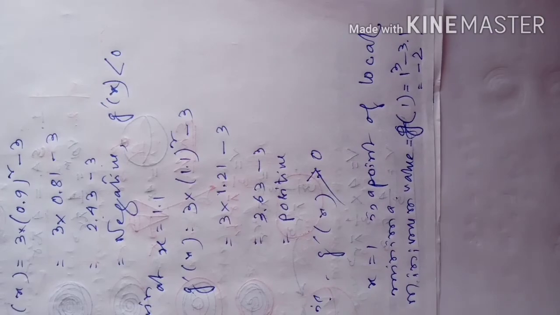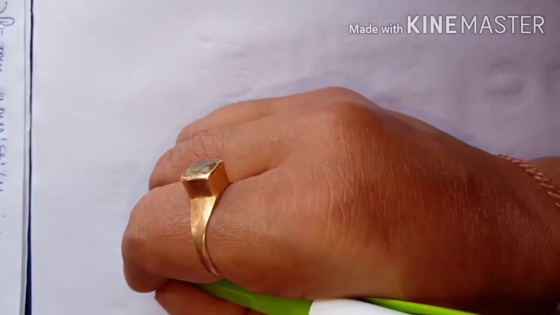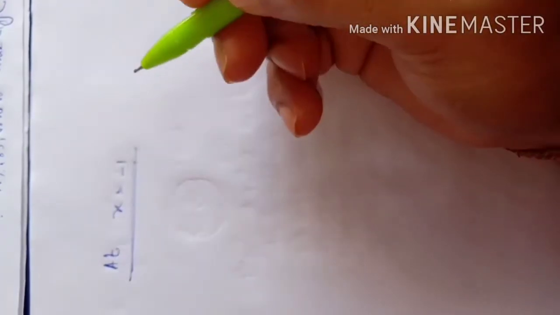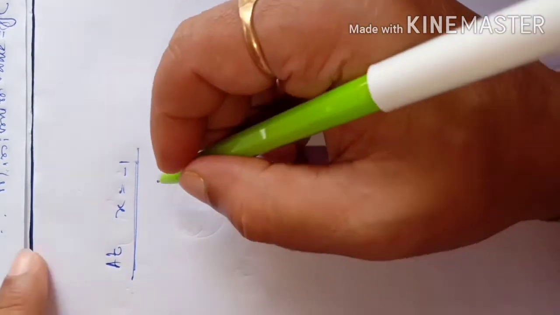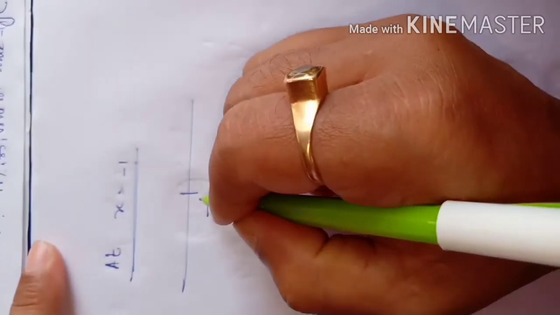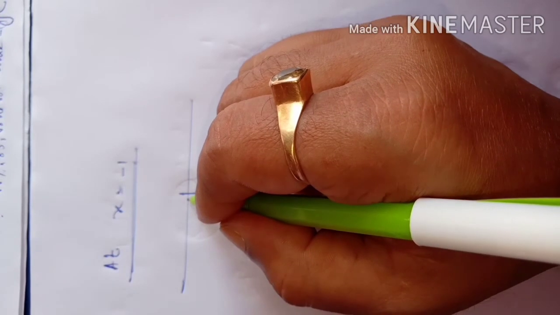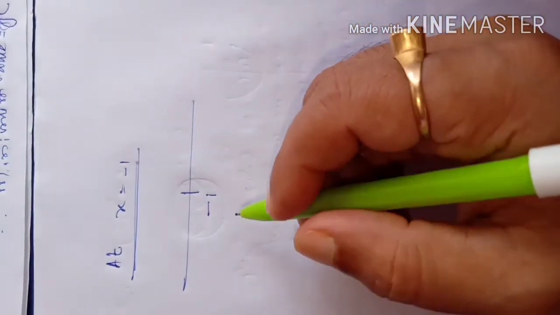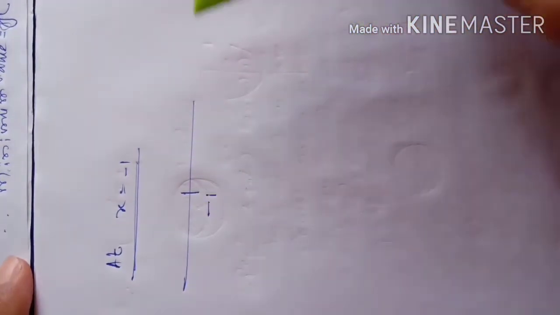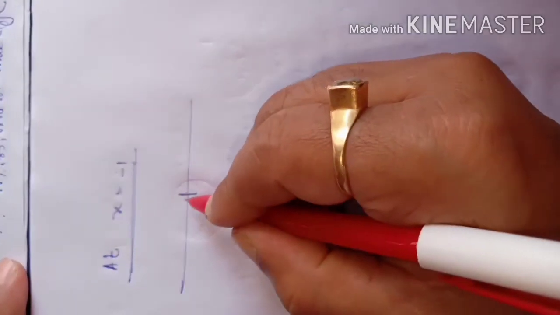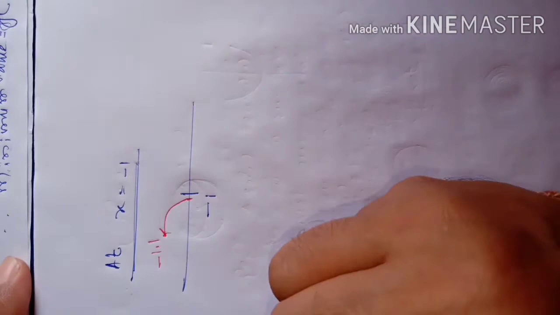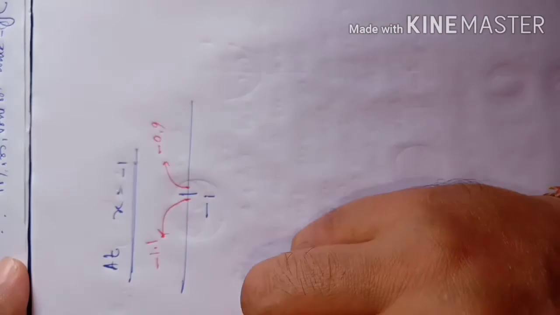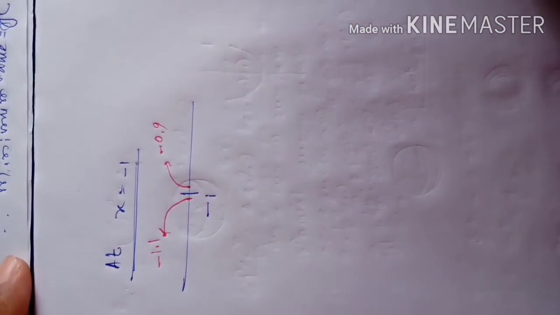Okay. Another point is minus 1. At x equal to minus 1 we have to check whether it is a point of local minima or local maximum. See, towards the left hand side of minus 1, you select a point very close to minus 1, say minus 1.1, and towards the right hand side I take a point, that is minus 0.9. Okay, so let us check taking these 2 points.